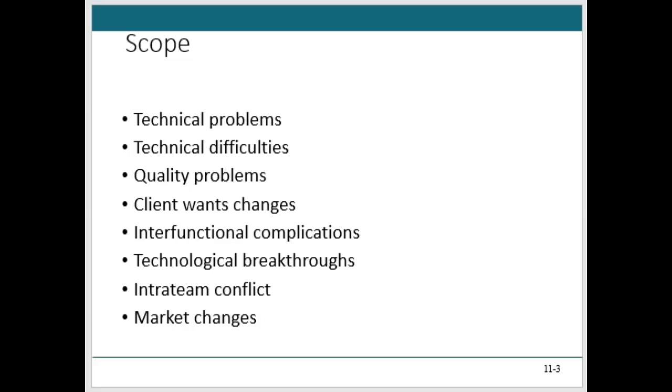Now, some examples of items in scope. Now that we're trying to control the deliverable, we're looking for technical issues, maybe quality problems along the way. What if the client requests a change in scope? And others as mentioned here, right? Market changes would be a change in scope, which may be an EEF, right? Enterprise environmental factor that we talked about in weeks past.